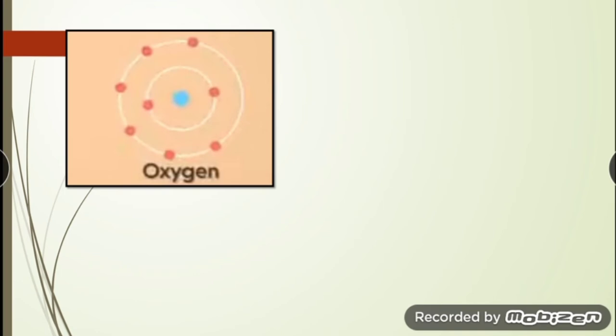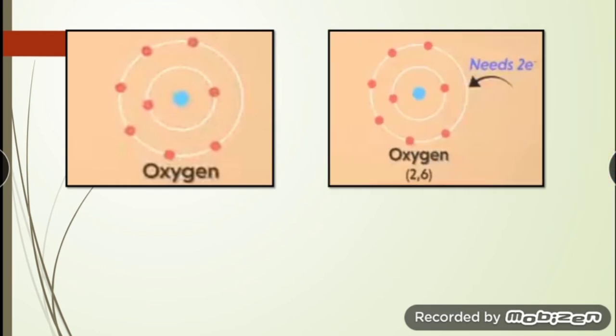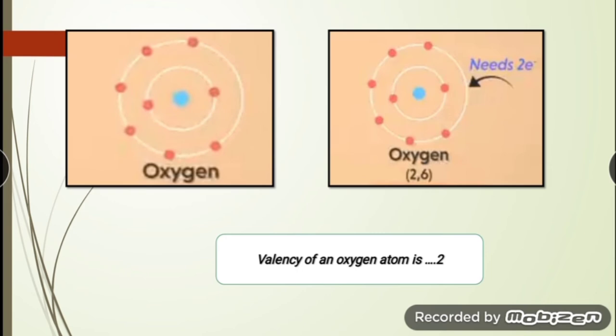Now here the electronic configuration of oxygen is 2, 6. That means in the outermost shell of the oxygen atom, it has 6 electrons. Now how many more electrons are needed to complete the octet state of oxygen? Yes, it is 2. Thus we can say that the valency of oxygen is 2.